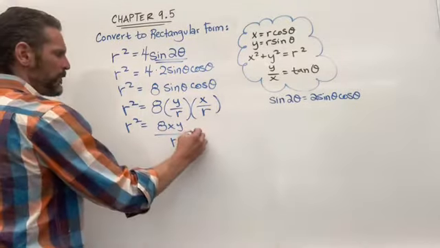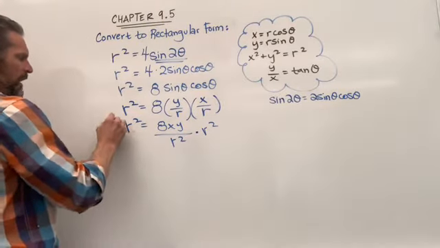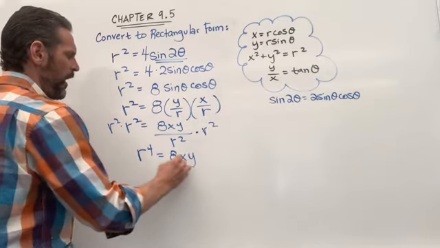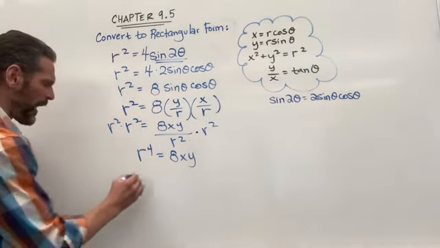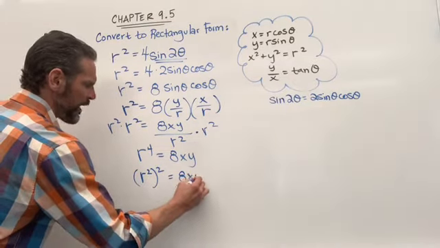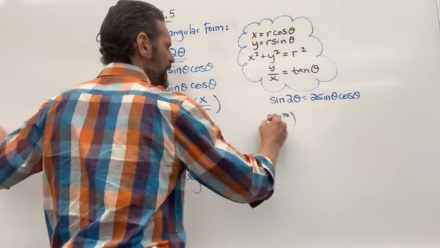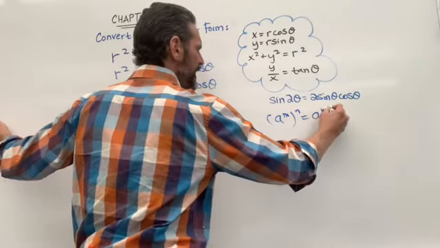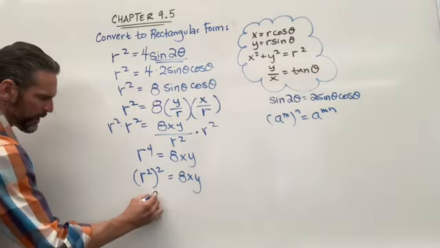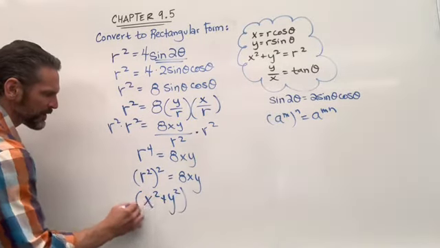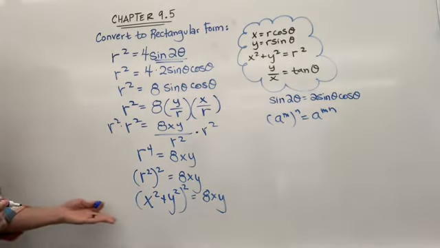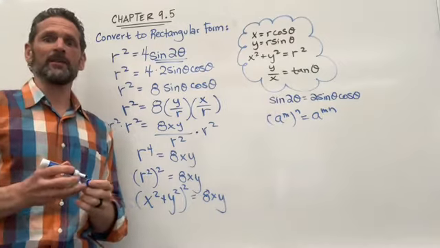I'm going to multiply both sides by r squared, and I get r to the 4th equals 8xy, which of course implies r squared equals 8xy. Remember your algebra: (a to the m) to the n is a to the mn. So I've done everything legal there. And now, of course, r squared, I'm obsessed with them because I can make my substitutions for them: x squared plus y squared equals 8xy. And that's a nice rectangular equation. I don't see any thetas. I don't see any r's.